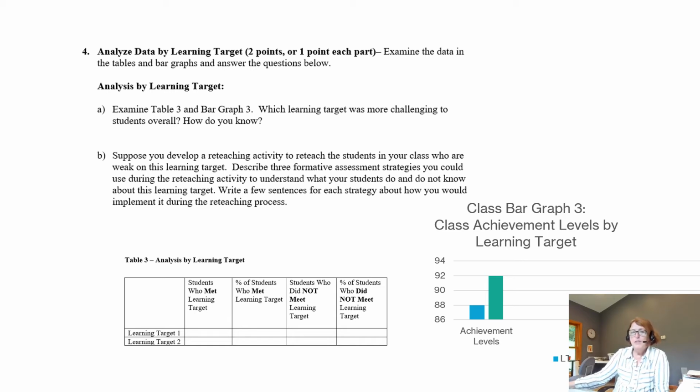So what I want you to do instead is describe 3 formative assessment strategies you could use during the reteaching activity. So you're going to write about how you would reteach it and what 3 formative assessment strategies you would use. Focus on what you think they might be weak in and how you would know they're getting it this time. And write a few sentences about each strategy. We've covered lots of formative assessment strategies in class, so pick out 3 that you like and you think might go well with this lesson, and describe how you would reteach it and then what the 3 formative assessment strategies are and how you would use them.